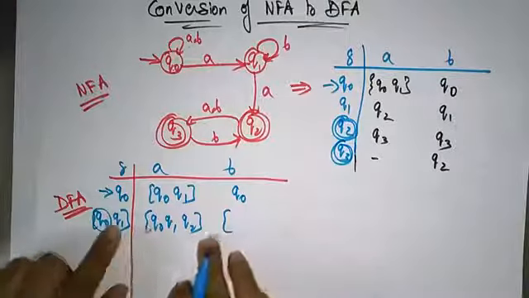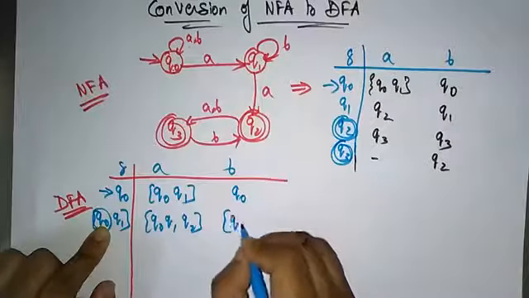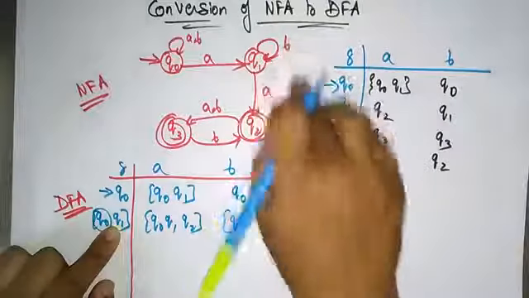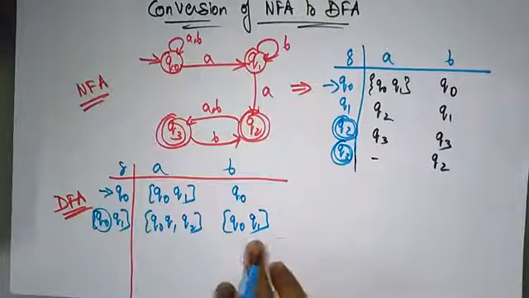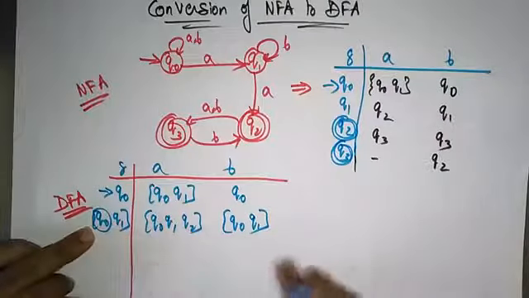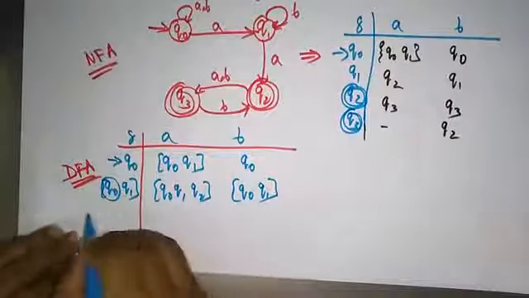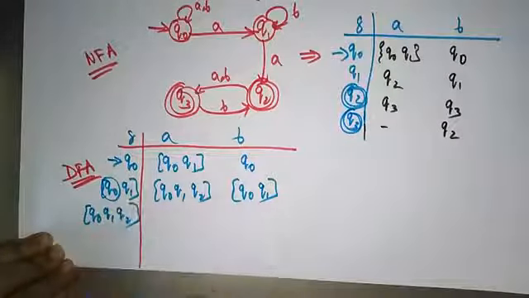And on B, check. Q0 on B is Q0, and Q1 on B is Q1. So for Q0, Q1, the row is completed. Now take Q0, Q1, Q2 as a new state.